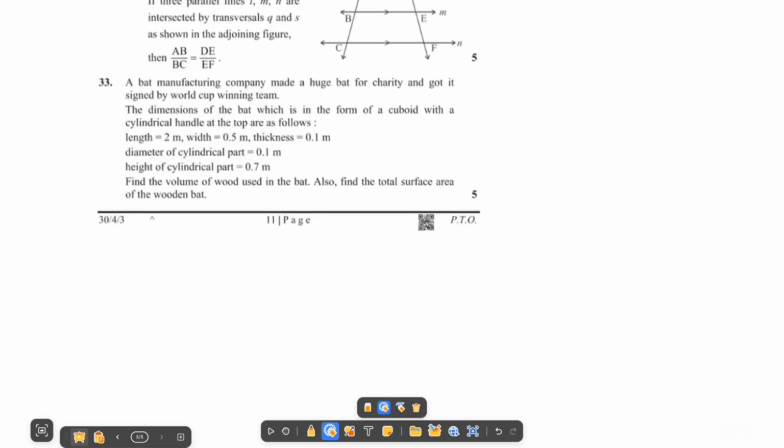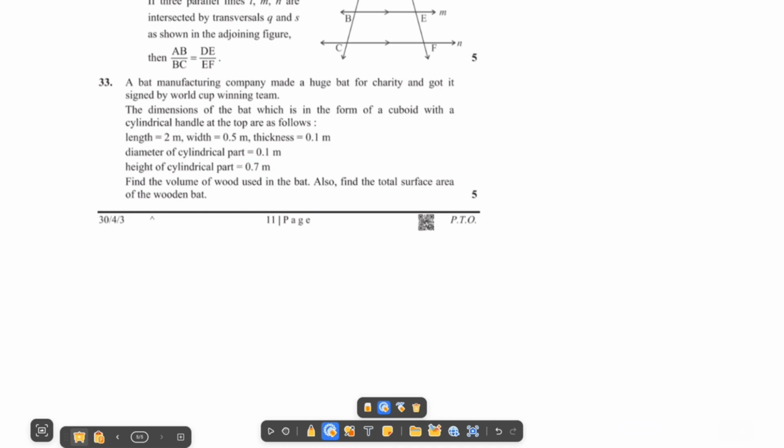So next, 33rd question. A bat manufacturing company made a huge bat for charity and got it signed by the World Cup winning team. The bat is in the form of a cuboid with a cylindrical handle at the top. The length of the cuboidal part is 2 meters, width is 0.5 meters, thickness is 0.1 meters, the diameter of the cylindrical part is 0.1 meter, and the height of the cylindrical part is 0.7 meters.